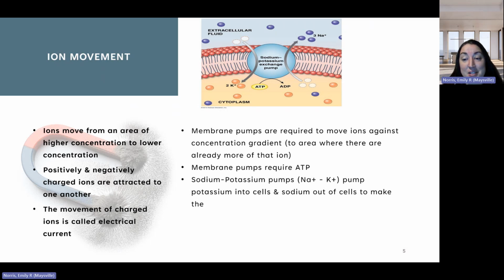I just realized it said to make the cell more negative inside than outside, which causes an action potential, which we will talk about later.